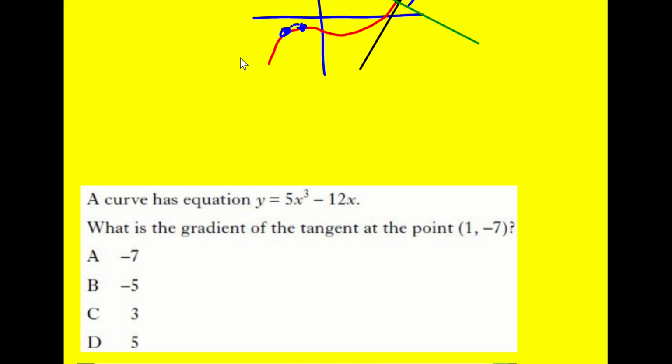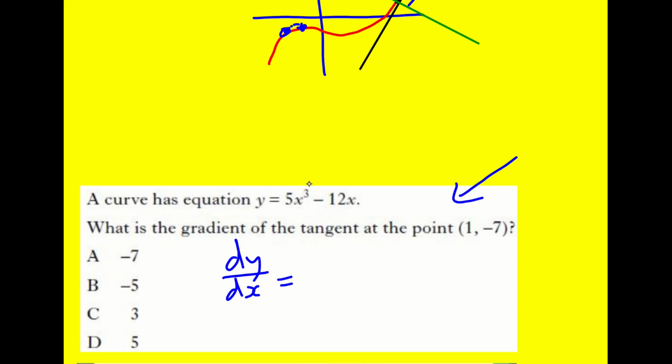So now that I've given an introduction to this lesson and tried to link in dy by dx with tangents and normals, have a go at this question. What do you think the answer is? To get the gradient of the tangent, we need to find dy by dx. That gives us the instantaneous gradient along the curve.